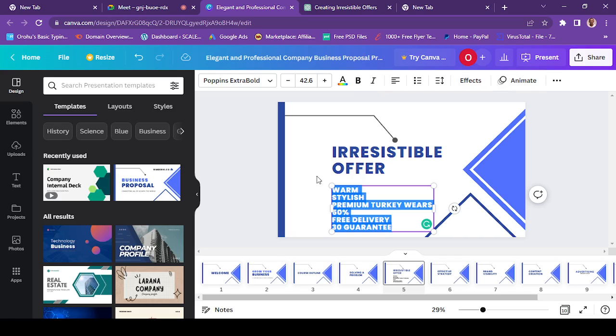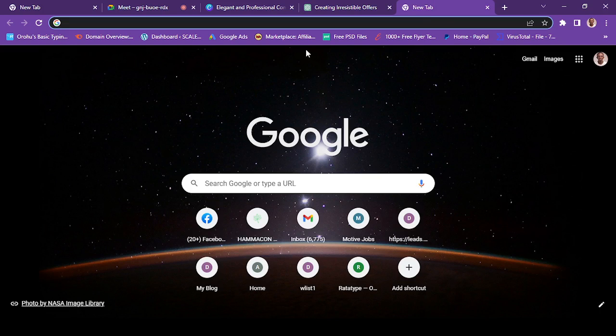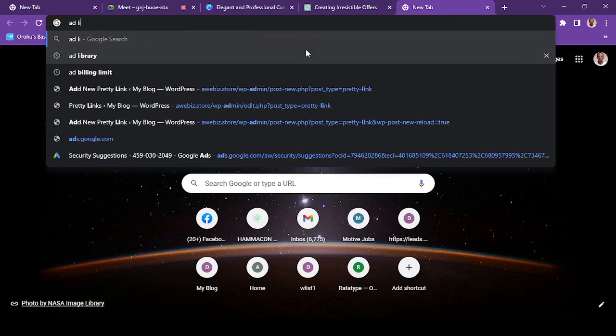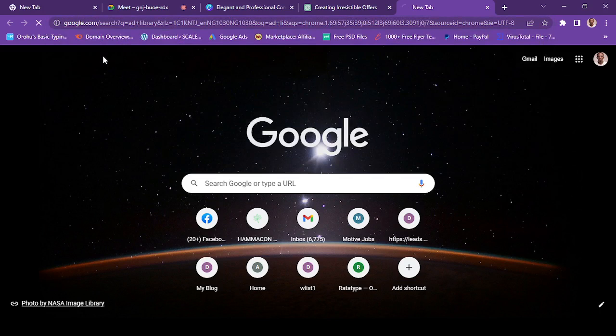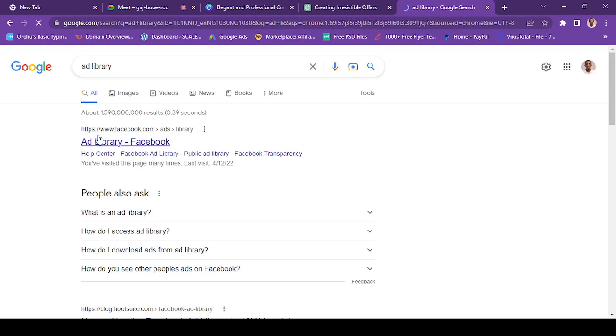Or else the competition will be so high that it will be very difficult for you, someone who is just stepping into the space. So it is wise to embrace research. Research is very important here. Research is very important. Take for instance, let's go to the ad library, this Facebook ad library.